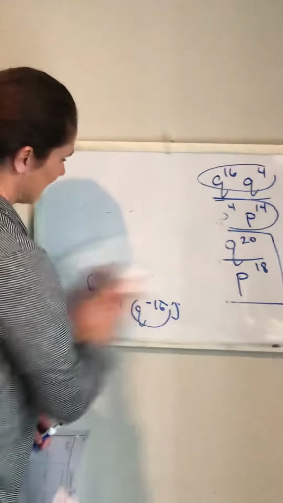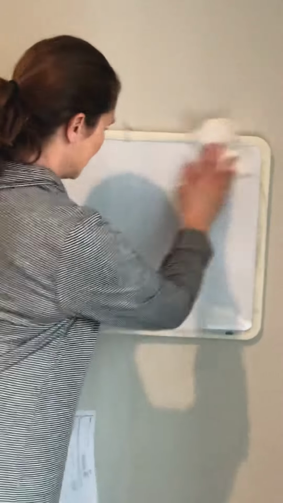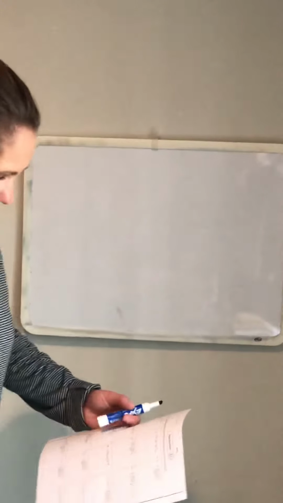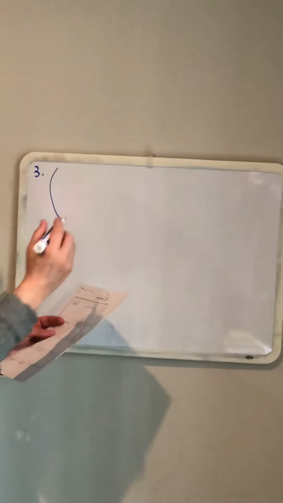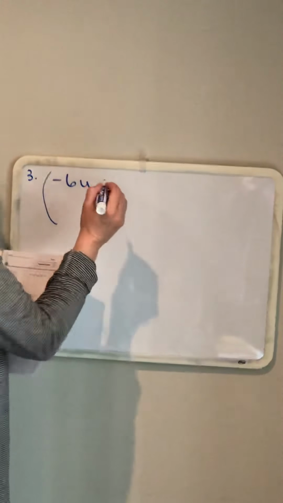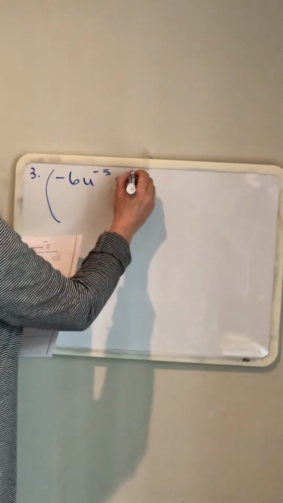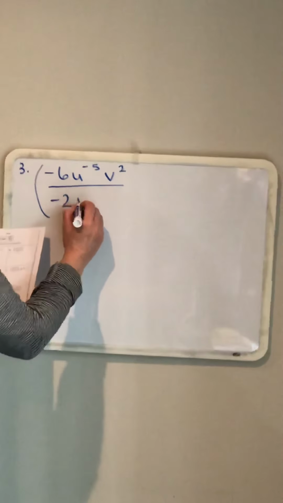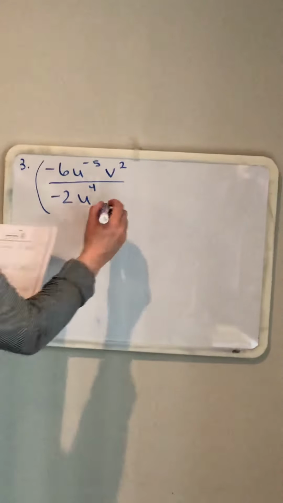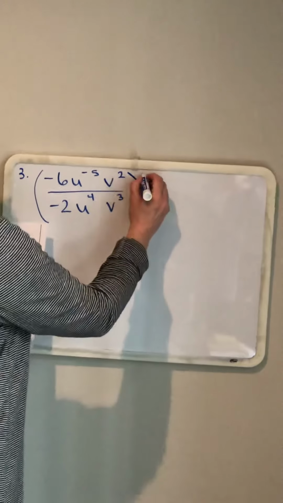Moving on to number 3. Number 3 says, parenthesis, negative 6, U to the negative 5th, V to the second, over negative 2, U to the 4th, V to the 3rd, all raised to the second.